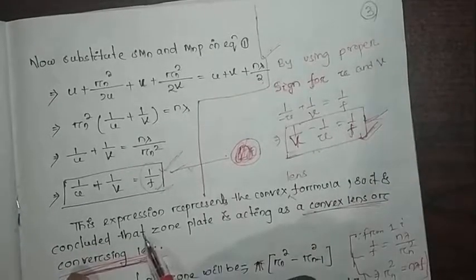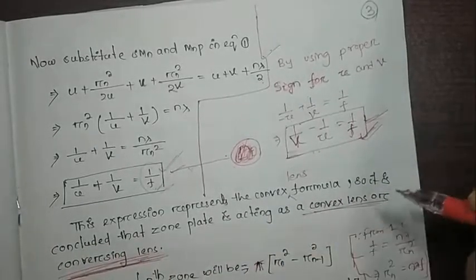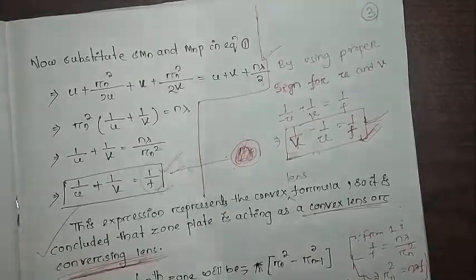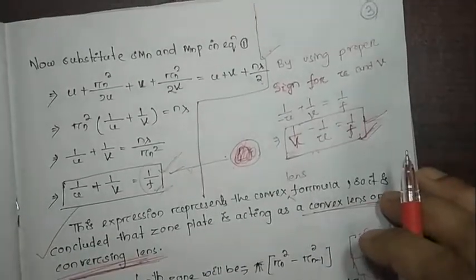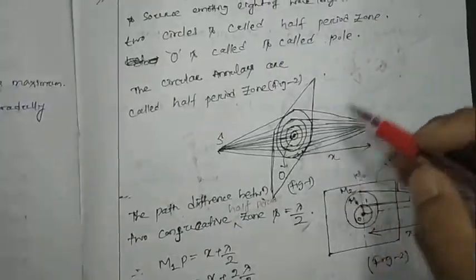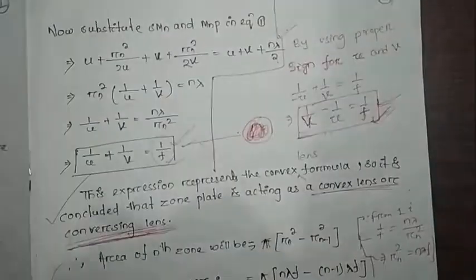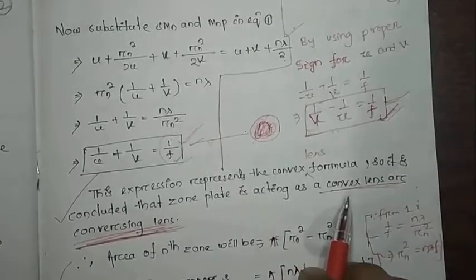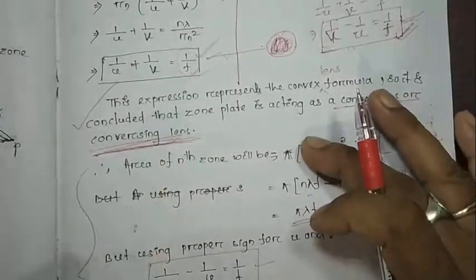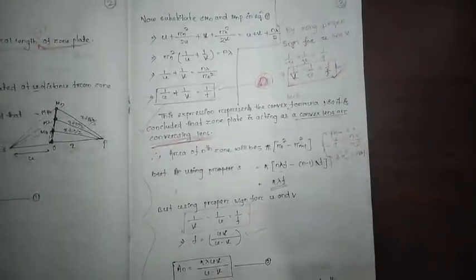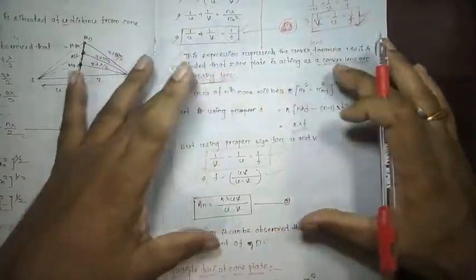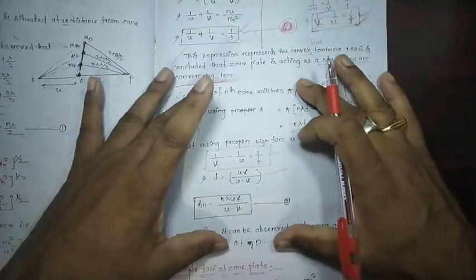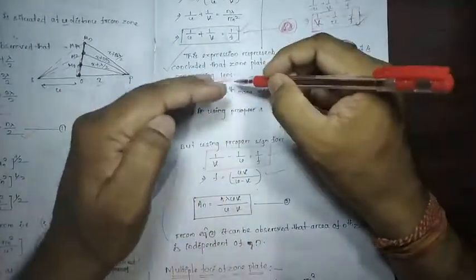So it is concluded that the zone plate is acting as a convex lens or converging lens. Hence it is proved. Whatever we searched, whether the zone plate satisfies this equation or not, at last we got yes, it is satisfying. So we can say that the zone plate can act as a convex lens. So this much expression is not required now, whatever I wrote. Up to this you have to correct your note.